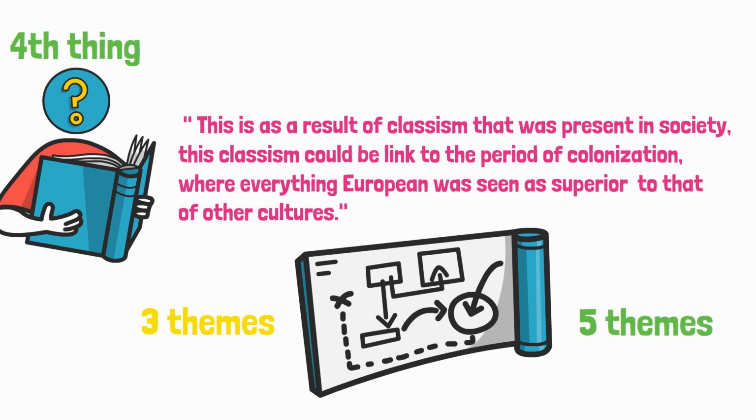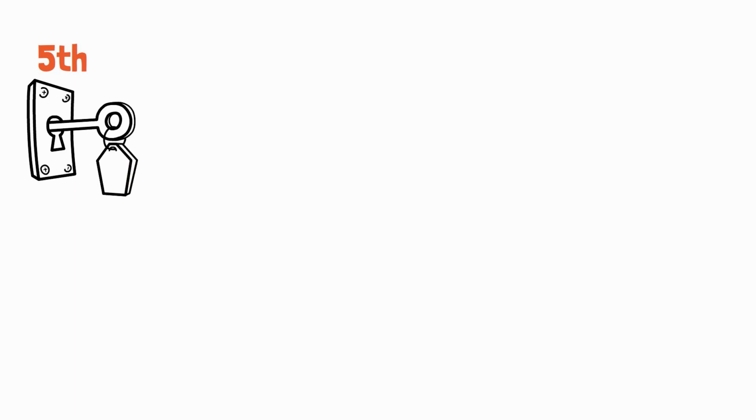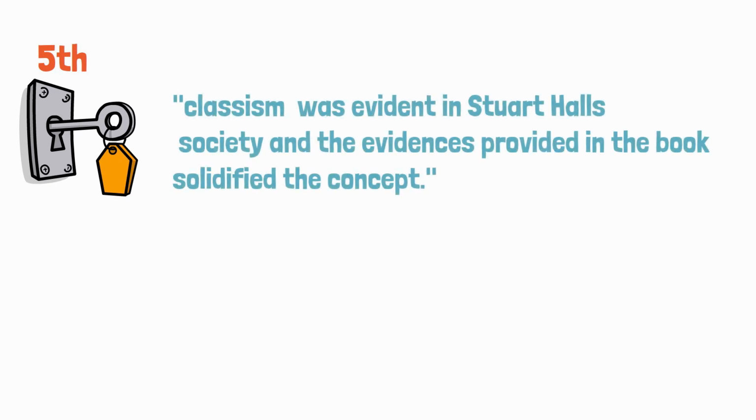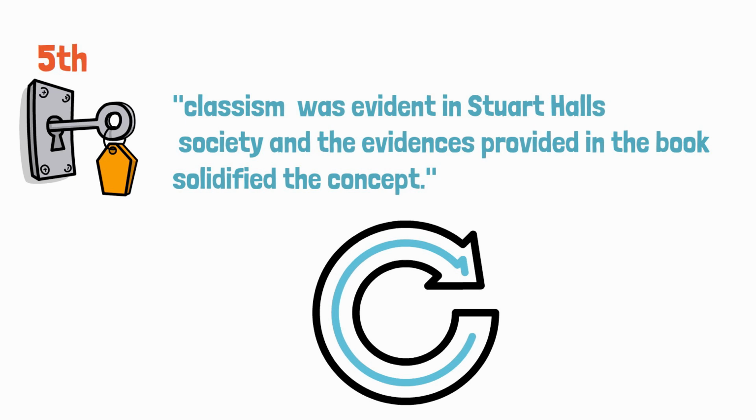So after all that, the fifth thing you will do is conclude your paragraph. And this is just restating everything said in the paragraph, saying something similar to this: classism was evident in Stuart Hall society, and the evidence provided in the book solidified the concept, or something like that. So now this process would be repeated for the other themes that you have, the same procedure, whether you're doing 3 or 5 themes.